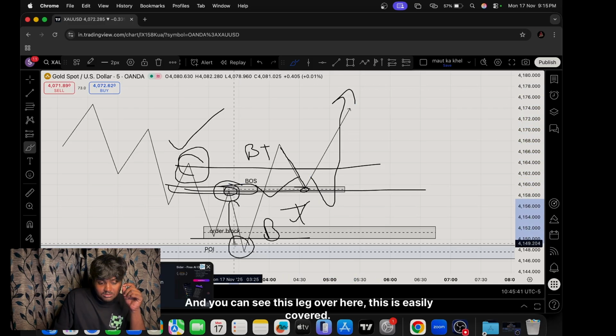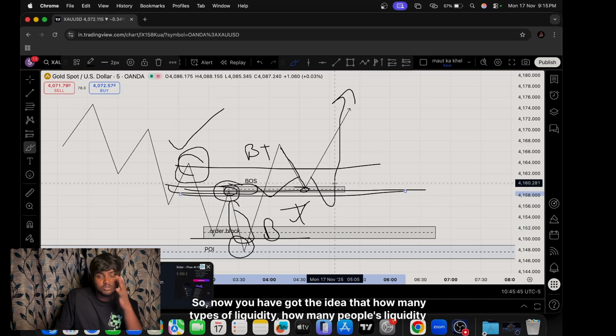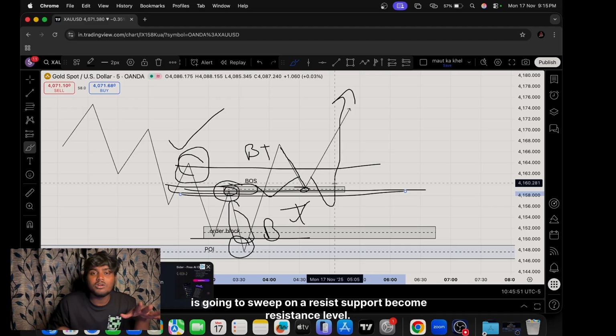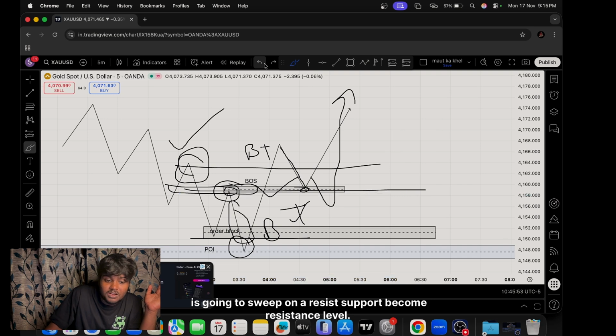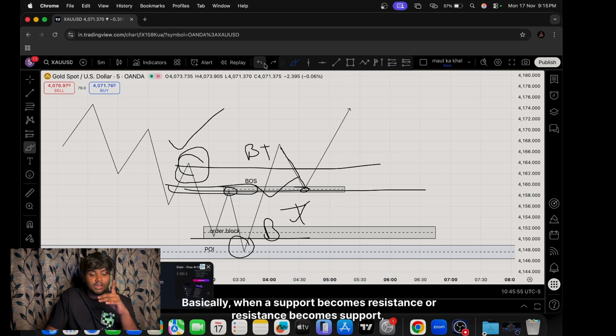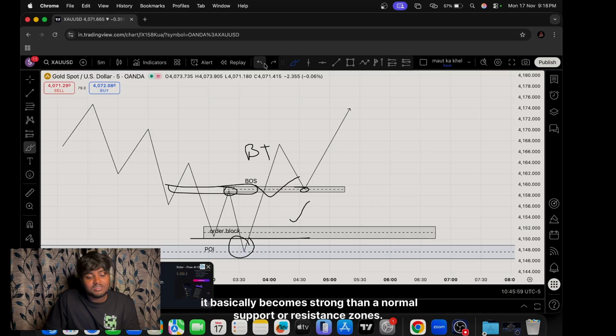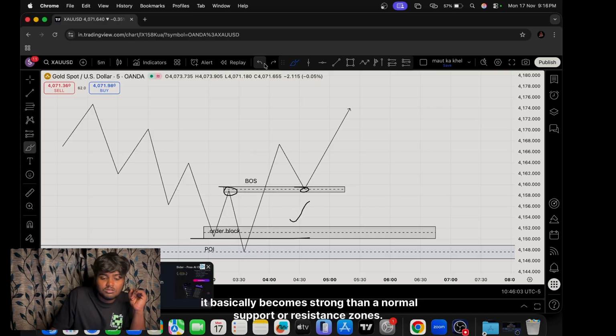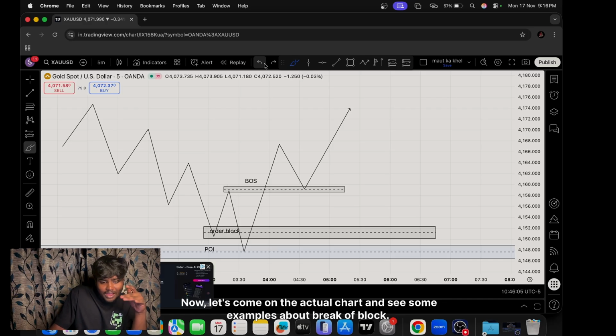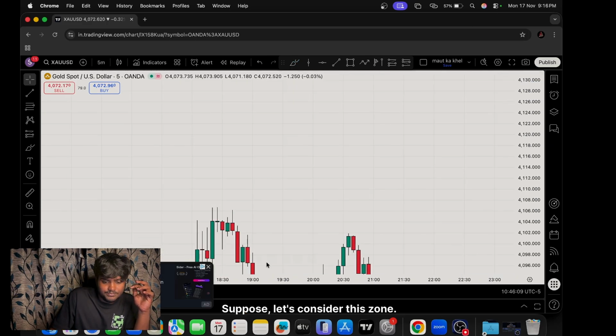And you can see this leg over here, this is easily covered. So now you have got the idea of how many types of liquidity, how many people's liquidity is going to be swept on a support-becomes-resistance level. Basically when a support becomes resistance or a resistance becomes support, it becomes stronger than a normal support or resistance zone. Now let's come to the actual chart and see some examples of the breaker block.